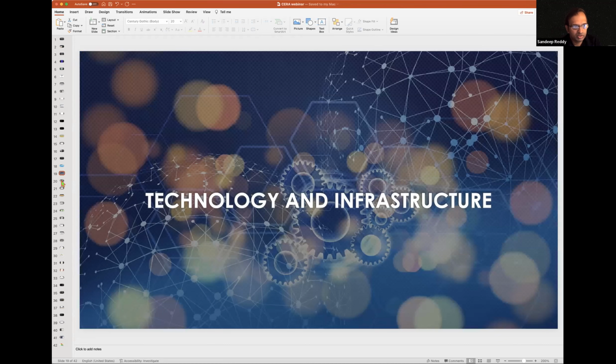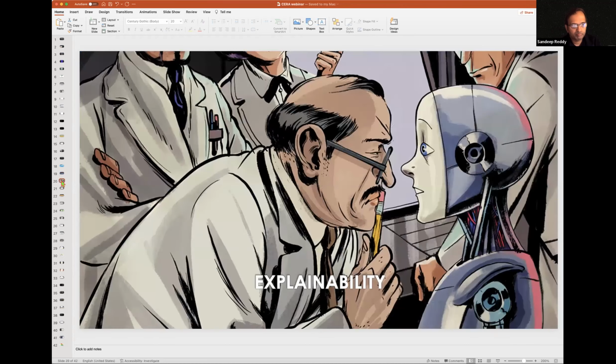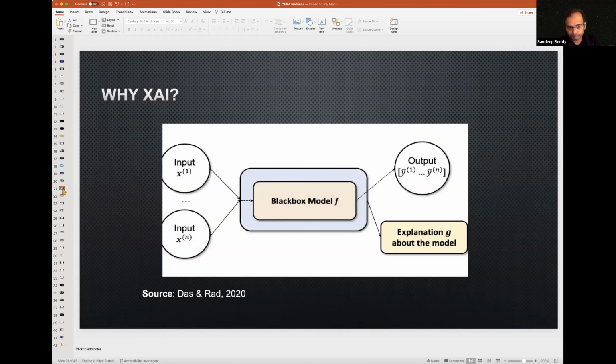The first problems lie in technology and infrastructure. There are many, many technical problems, and I won't spend too much time on it because of the interest of time. But one issue, as Ethan mentioned, there is an issue with the transparency, and there are solutions to address that black box issue.